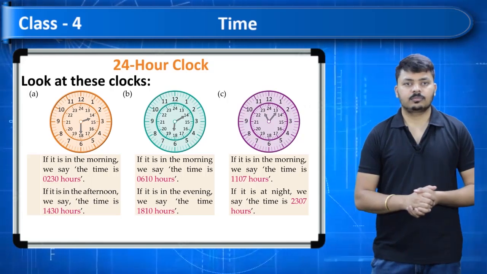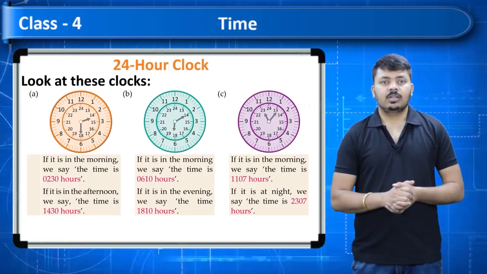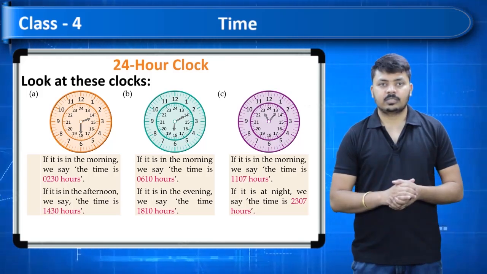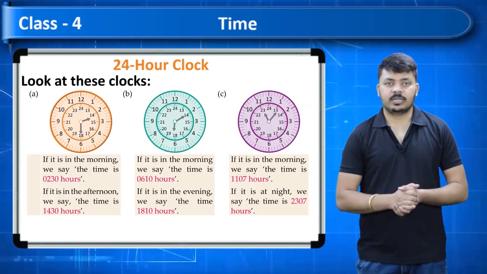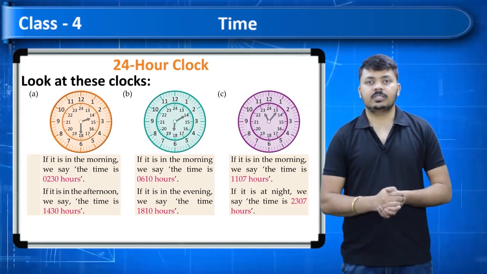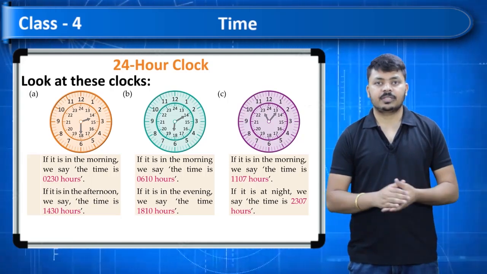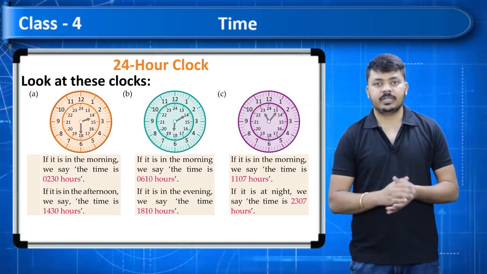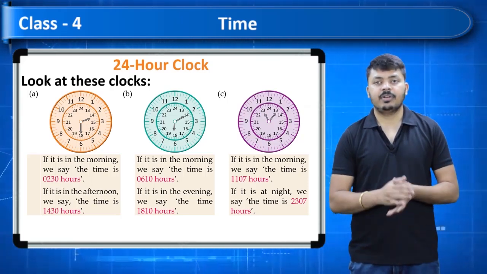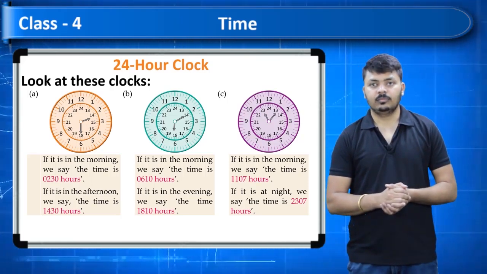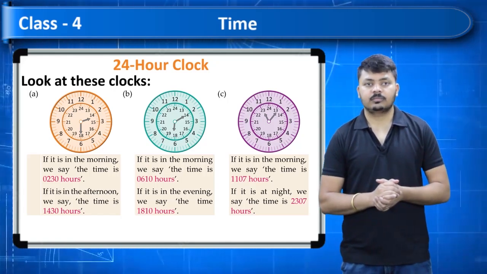Look at these clocks. In the first clock, if it is in the morning, we say the time is 0230 hours. If it is in the afternoon, we say the time is 1430 hours. If it is in the morning, we say the time is 0610 hours. If it is in the evening, we say the time is 1810 hours. If it is in the morning, we say the time is 1107 hours. If it is at night, we say the time is 2307 hours.